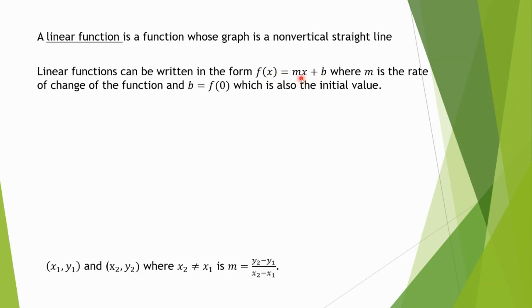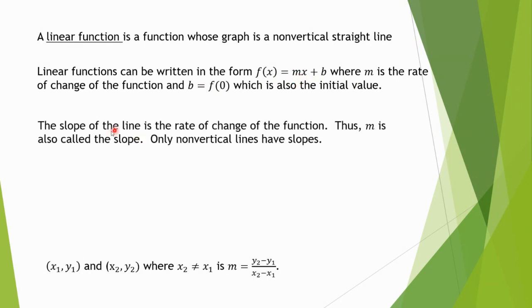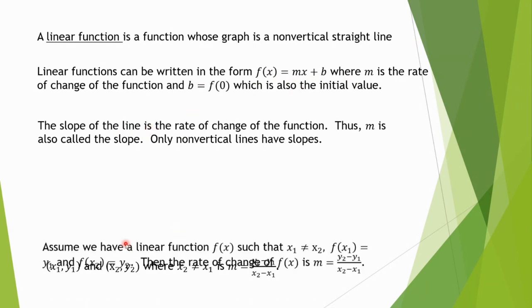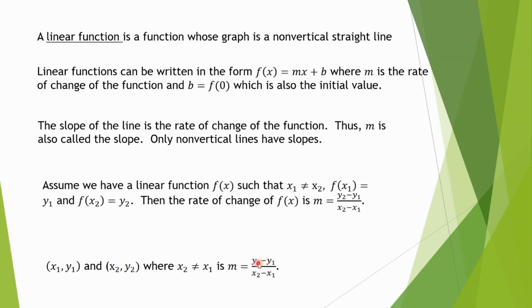The m here, we call it a rate of change. I'll tell you why shortly. The b is the value of the function at 0, so it's f of 0. But this m is actually called two different things. It's a rate of change. It's also called the slope of the line. So this m is the slope, and it's called the rate of change.